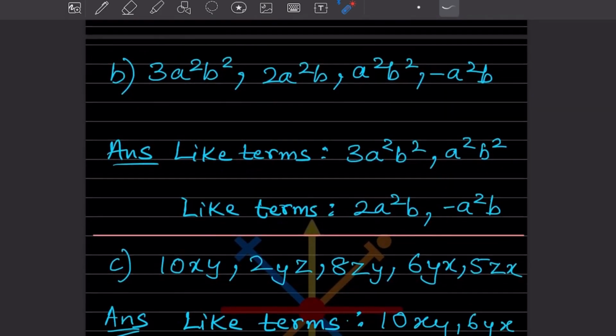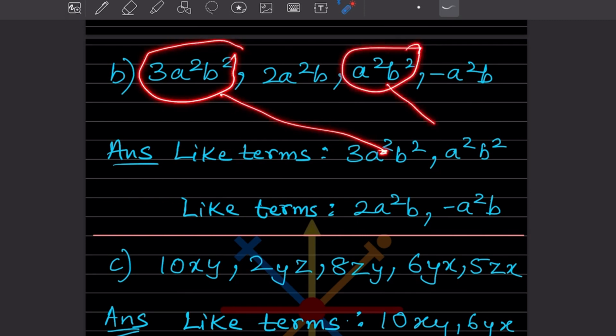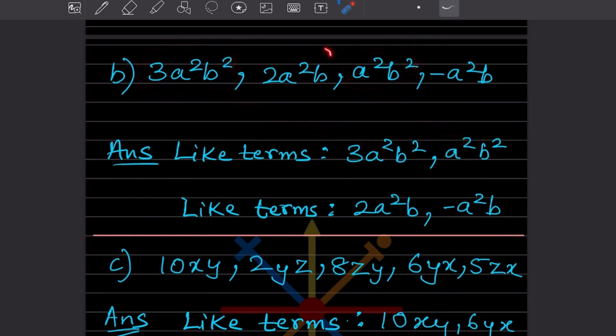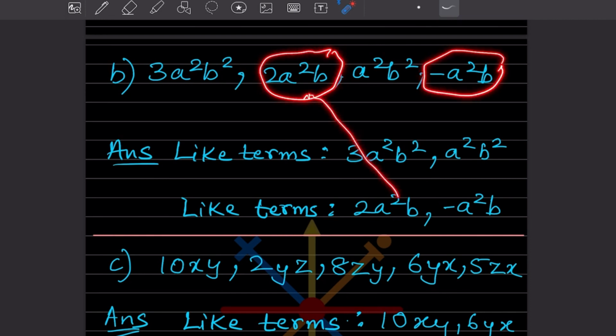Now look at the second problem. The like term is this a square b square. Where do we have a square b square? Here. So this a square b square goes over here, and these also are like terms. In the second group, a square b and this also a square b, so these are also like. We don't have any unlike here because we have 4 terms. In the second one, again a square b square and this one are like terms. Hope you got this problem.